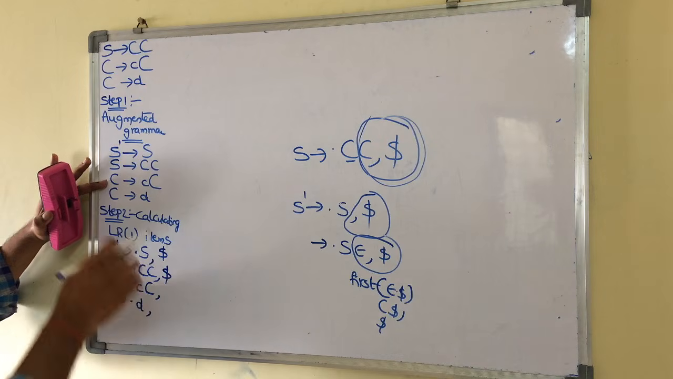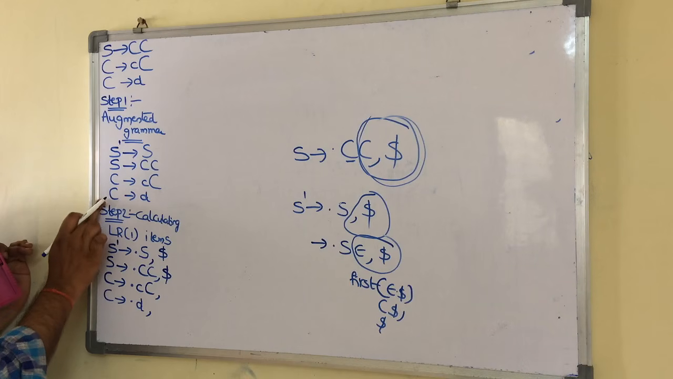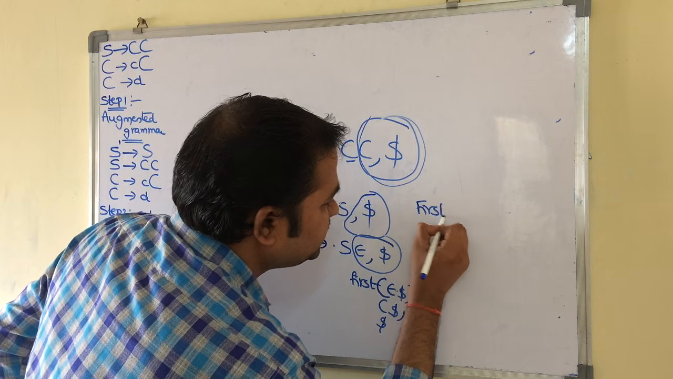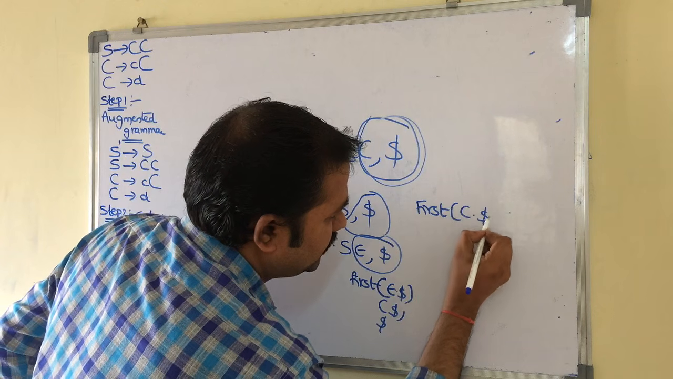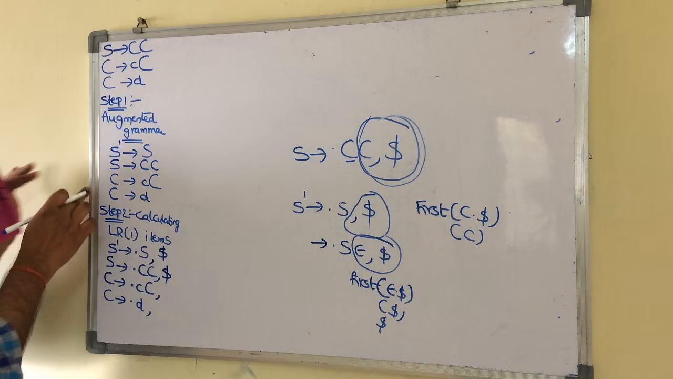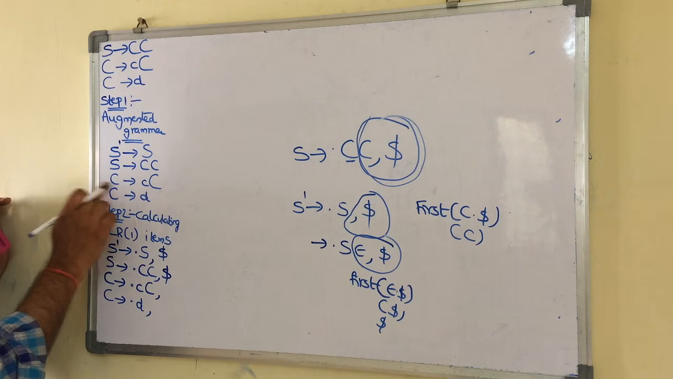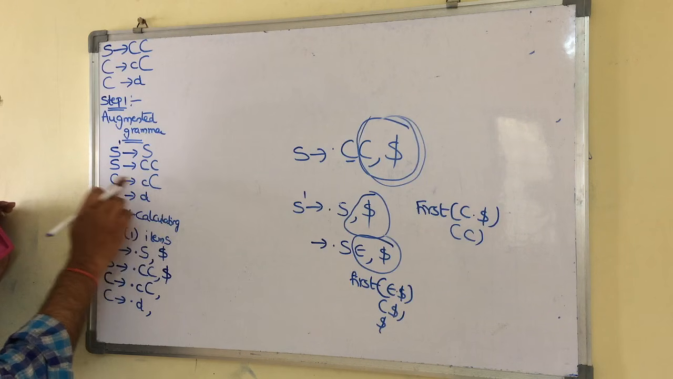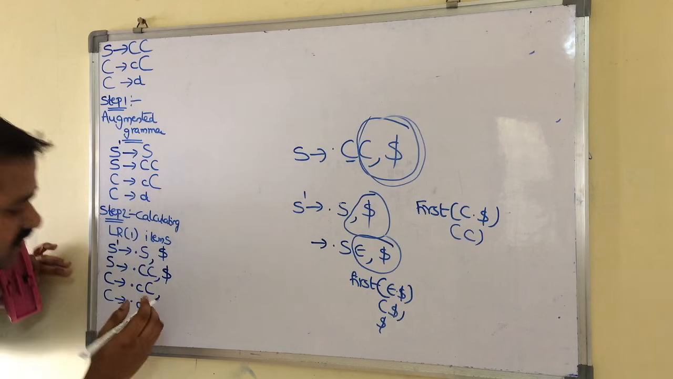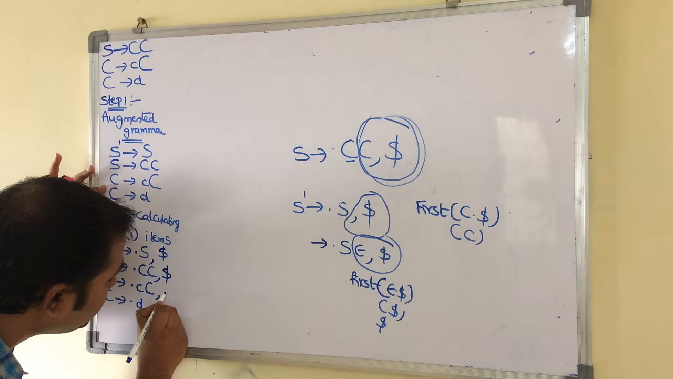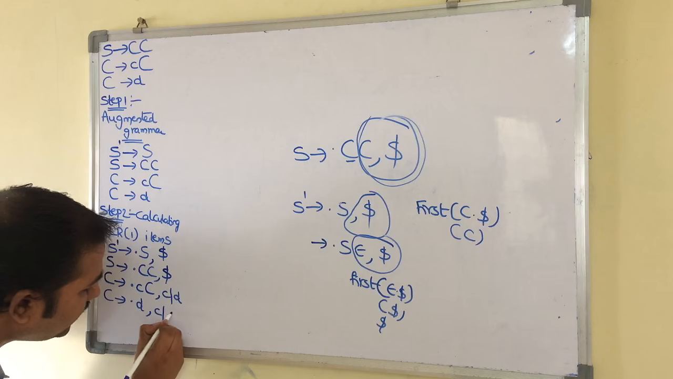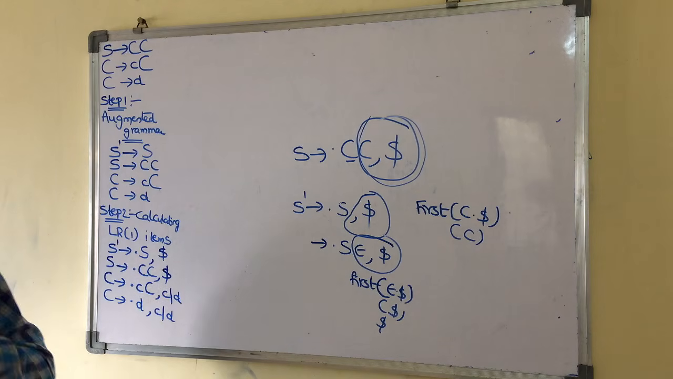So what is first of C? Here C is producing two productions. So first of C dollar can be written as first of C into dollar. So first of C dollar is nothing but first of C. So what is first of C? Here C is producing two productions. The first production is small c capital C. So first of C is nothing but this small c. The other is small d. So first of C is nothing but c or d. So look ahead symbols are c or d. Okay. So very simple here.